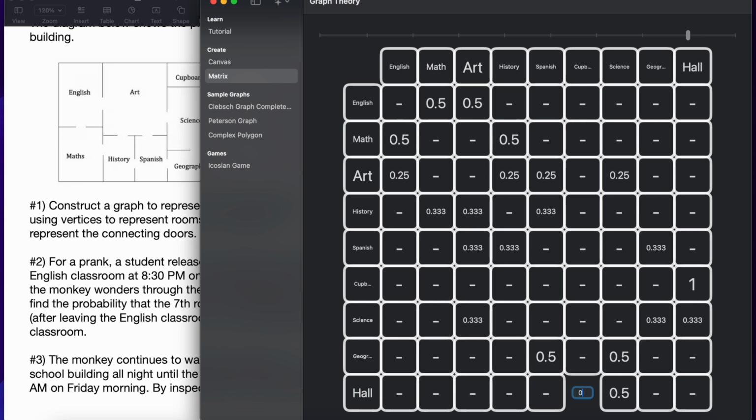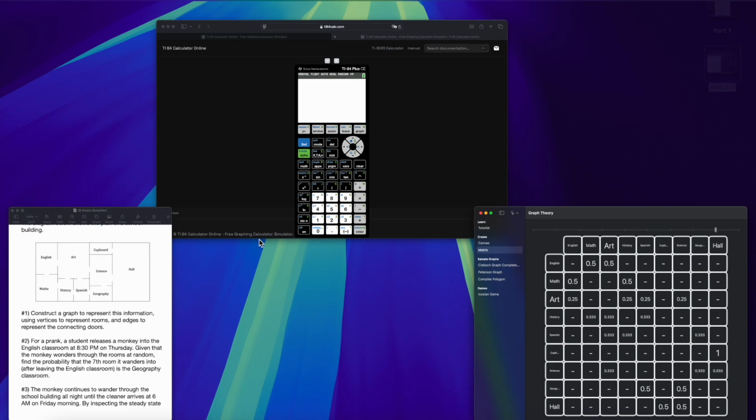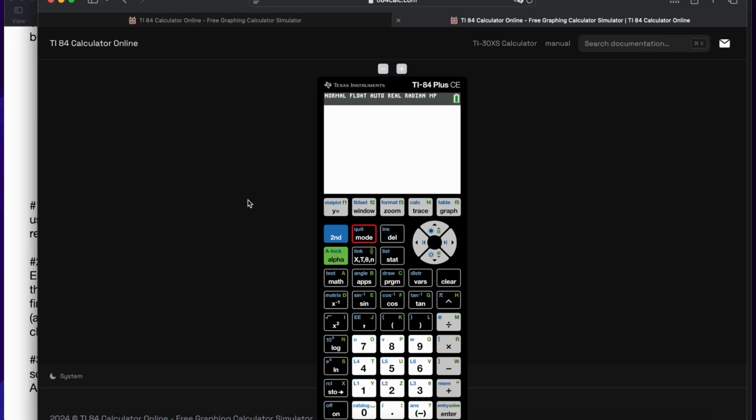Is also 0.5. Okay, and there we go. We have constructed our transition matrix for this graph. Now that our transition matrix has been constructed, it's time to compute the 7th power of this transition matrix. For this demo, I'm going to be using a TI-84 calculator.